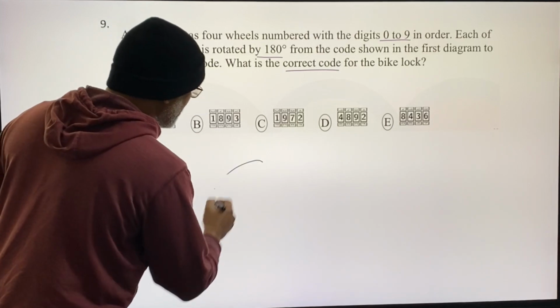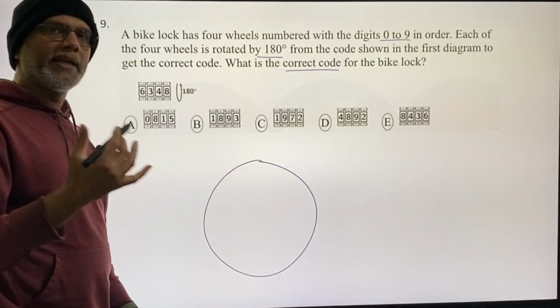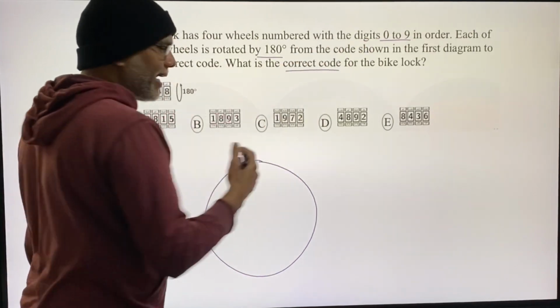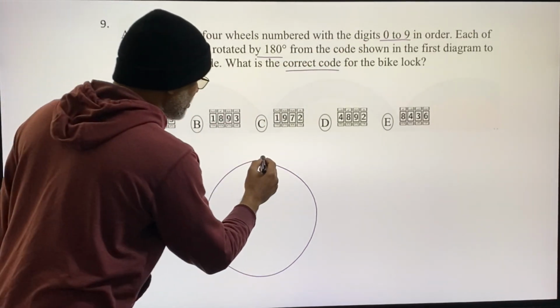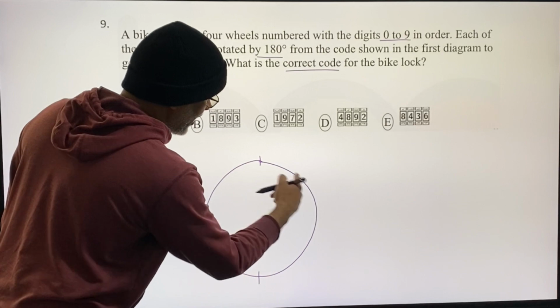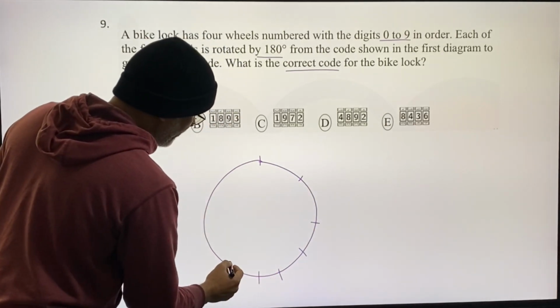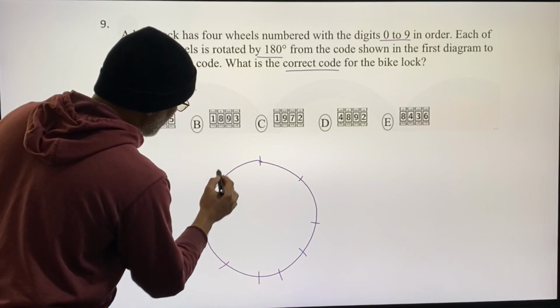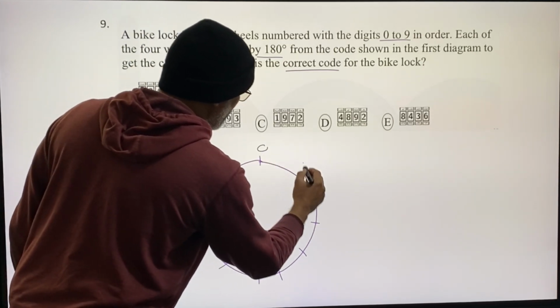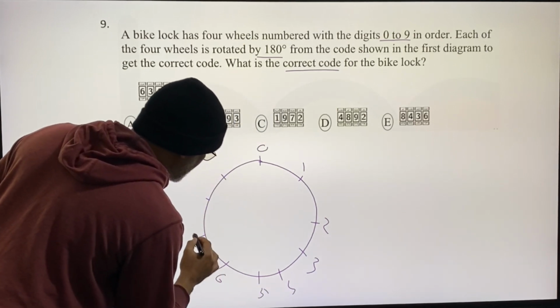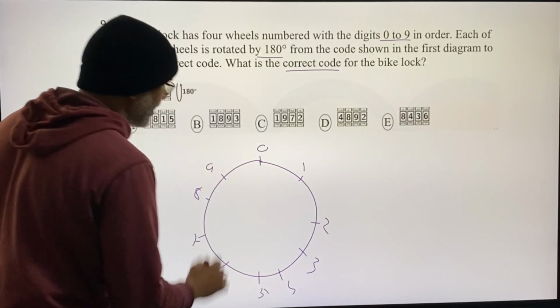Alright, so let me make the number dial. That will make it much easier. So I need 0 to 9, I need 10 spots. 1, 2, I need 4 here. 1, 2, 3, 4, and 4 here. 1, 2, 3, 4. Let me number them. 0, 1, 2, 3, 4, 5, 6, 7, 8, and 9.